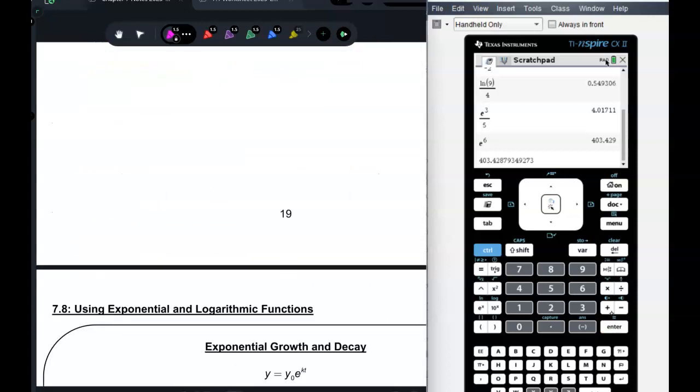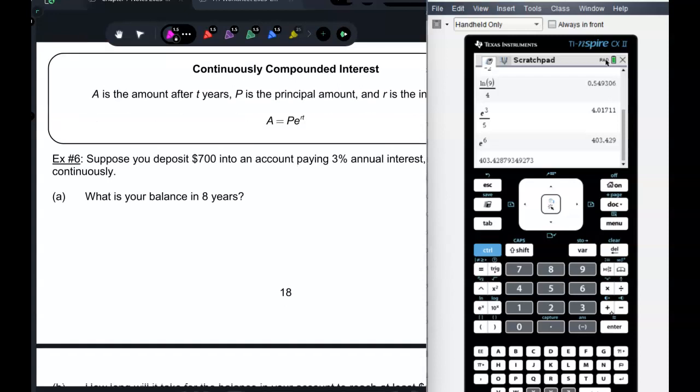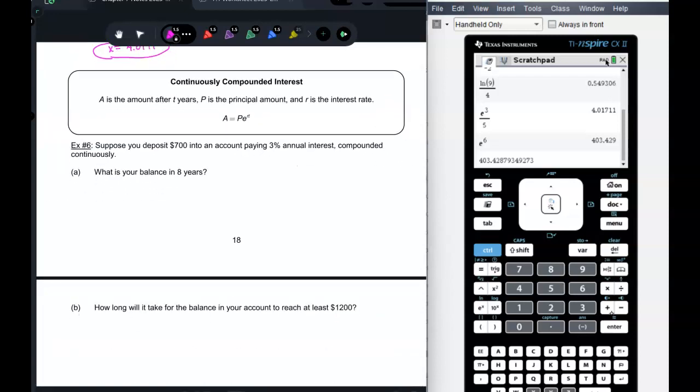I think this is the last concept here. Remember that really crazy long formula? It was A equals P(1 plus r over n) to the nt. This was when it was compounded monthly, so n is equal to 12, or quarterly, n would be 4. This is a much more efficient way to figure out interest.